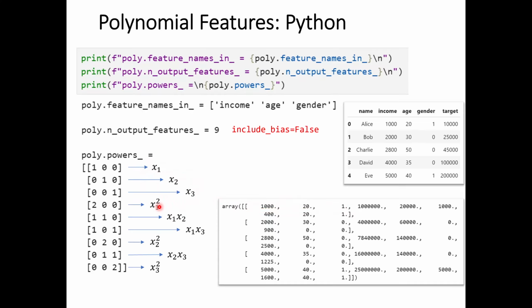In the 4th position, we have the square of the first feature. For Alice, that's 1000 squared, which equals 1 million. In the 5th position, we have the product of the first and second features. For Alice, that's 1000 times 20, which equals 20,000, and so on.